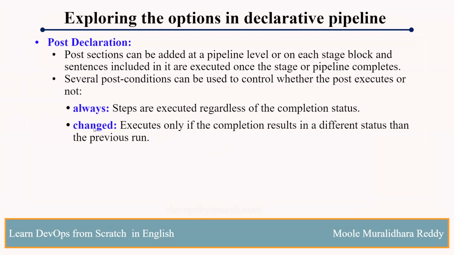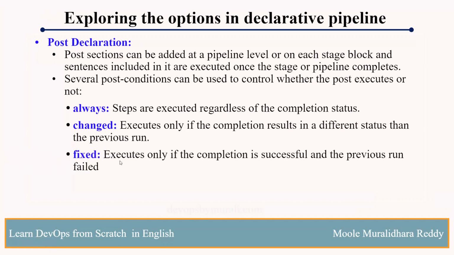Next one, changed: if the current build differs from the previous build, meaning you made any changes, and you want to run the particular post section, you can use the changed option. Third one is fixed. Fixed means the earlier build failed, after that you made some changes and fixed it. If you want to run this post section, you can use the fixed option.